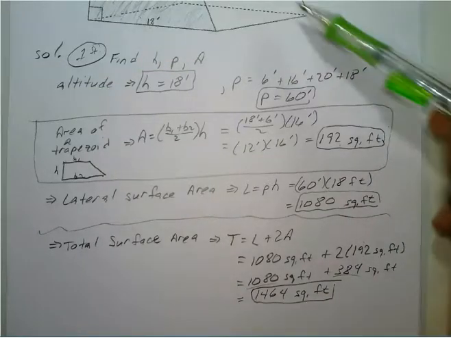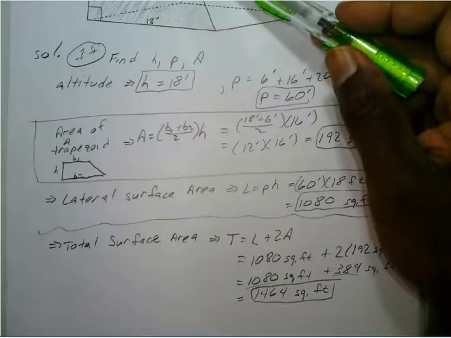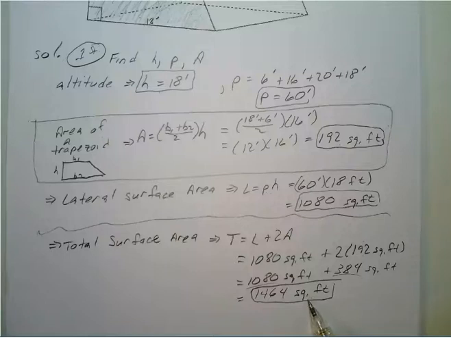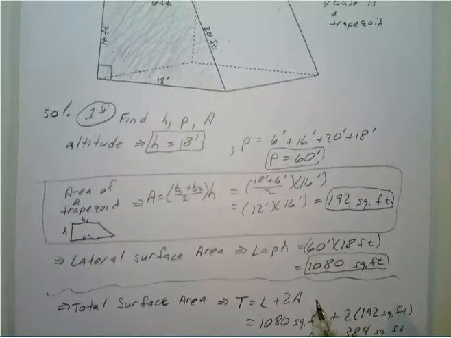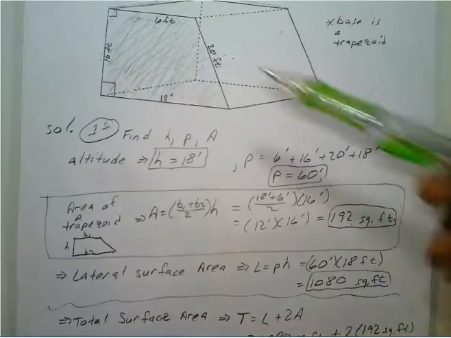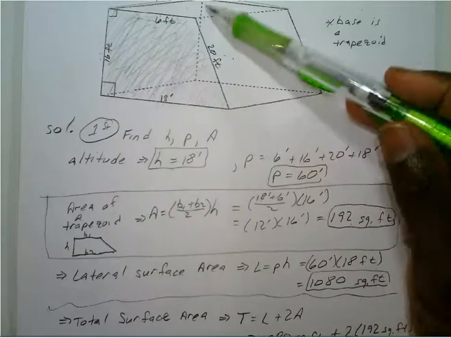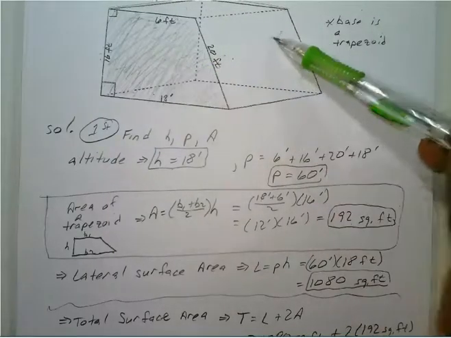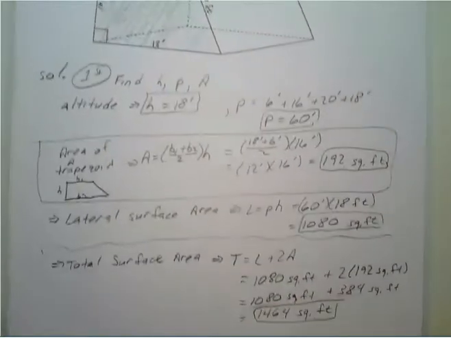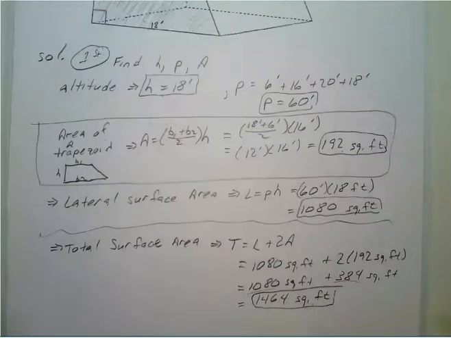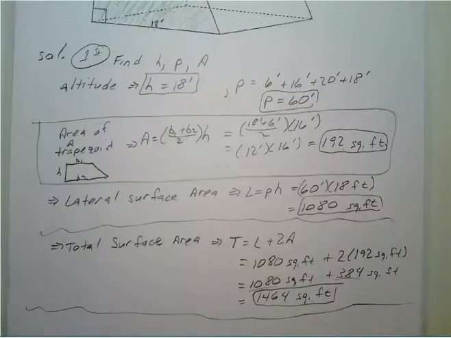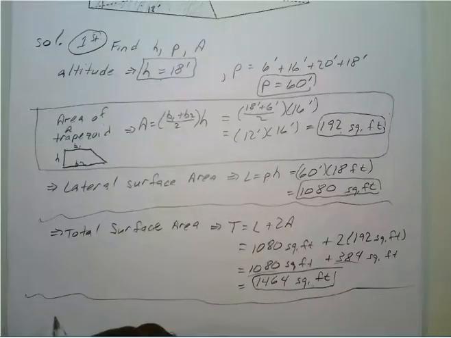So if we get the area of this side, the back, the bottom, and the two bases, that's how many square feet of, oh, I thought you could see that. What I was saying was if you get the area of this side, the bottom, that side, and the other side, that surface area will be 1,464 square feet worth of space. There we go. And now we find our volume.